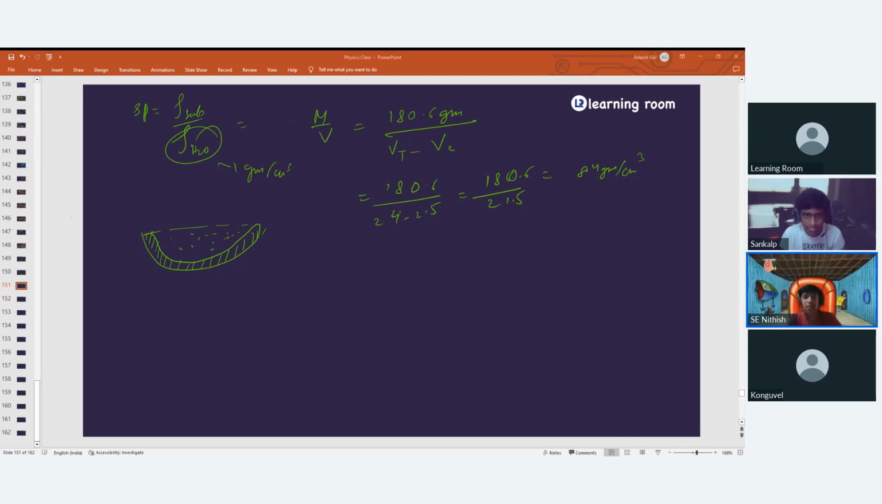The block of wood floats in a liquid of density 0.8 gram per centimeter cube with 1/4 of its volume submerged. In oil, the block floats with 60% of its volume submerged. The densities of wood and oil are respectively. I didn't answer that. I don't know how to do this.